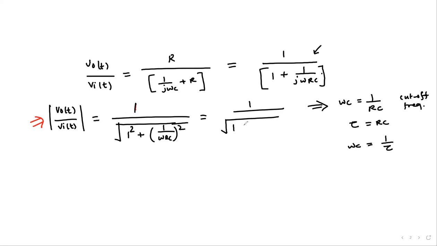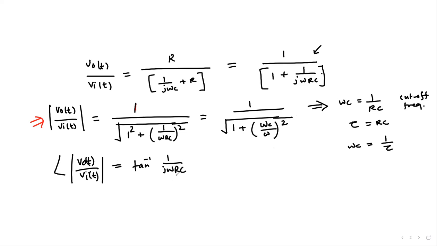So can we write it like this? It will be 1 plus, since 1 over RC is omega c, it would be (omega c by omega) whole squared, right? And similarly, the angle of Vo of t by Vi of t would be tan inverse of 1 by j omega RC, by pi, so j is 90. So tan inverse of omega c by omega. This is how it will go.